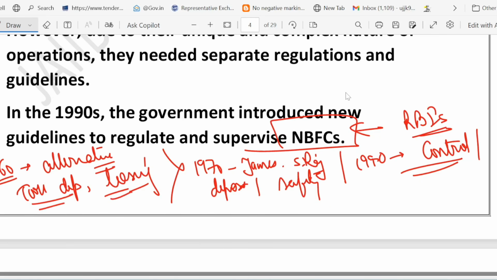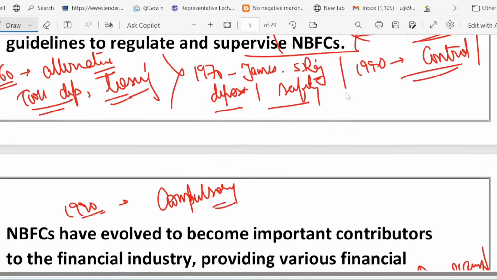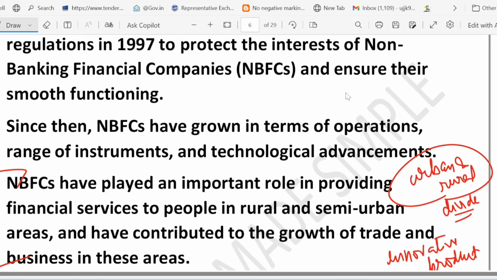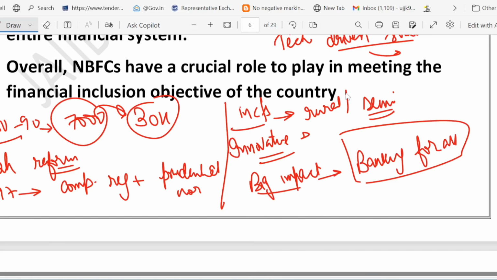1970, the James S. Raj Committee, deposit and safety was ensured. 1990, liberalization, RBI control took over, right? So RBI control took over in the 1990s. Then after, we talk about 1980 to 1990. I told you earlier it was just 7,000, now it became 30,000, boomed in this phase. The SAR reform comes in 1997. Because of the SAR reform, complete registration and prudential norms were introduced, right?